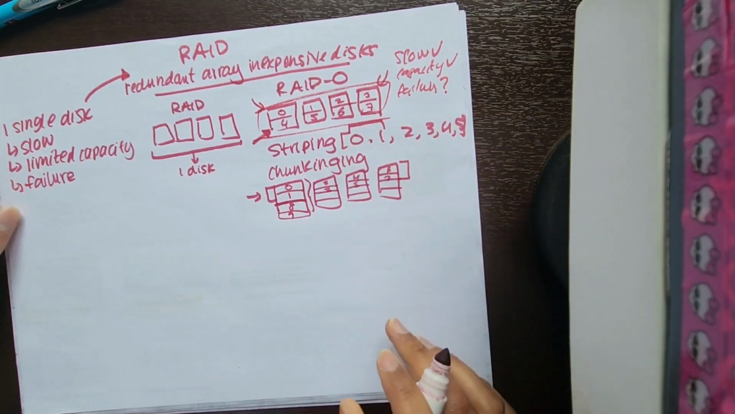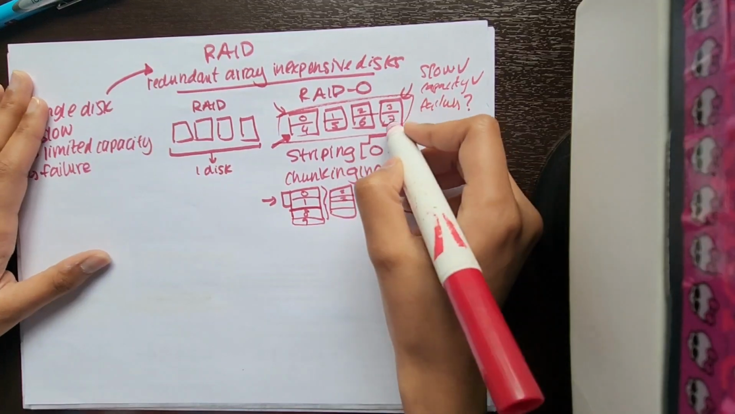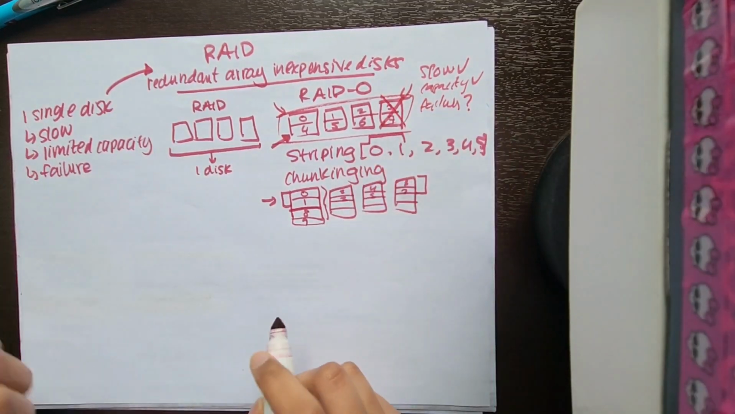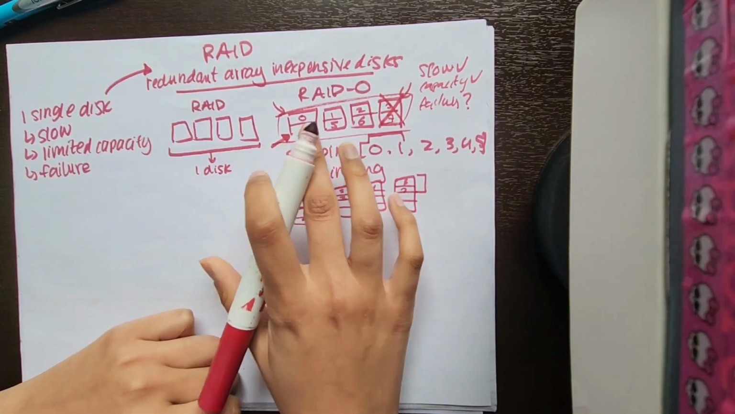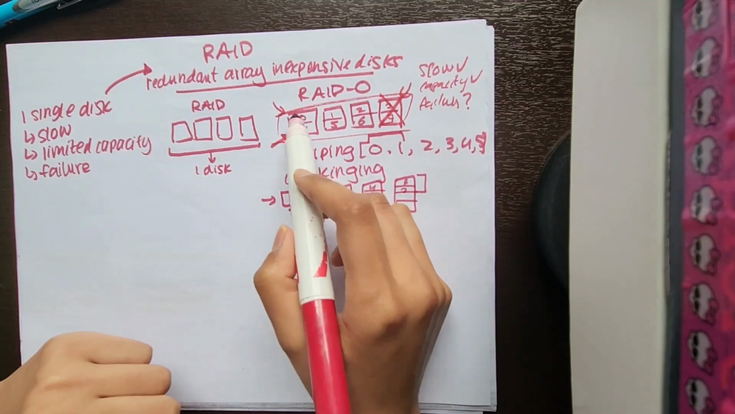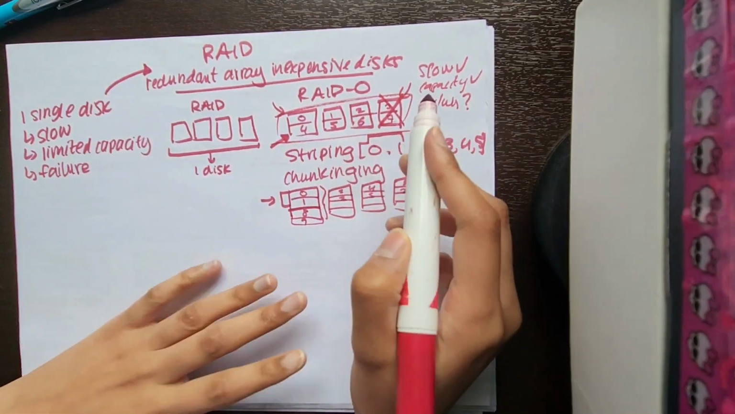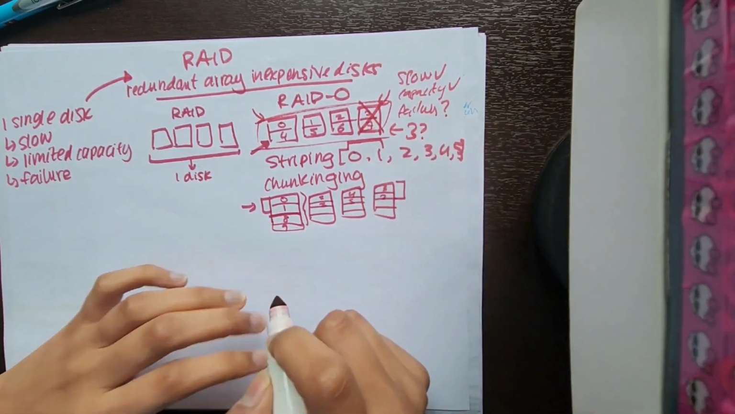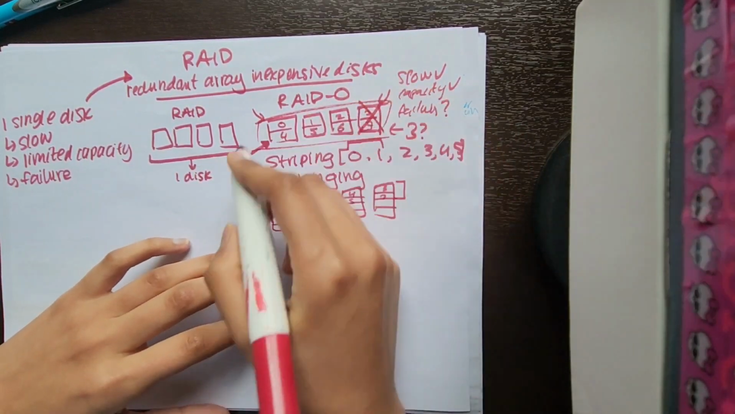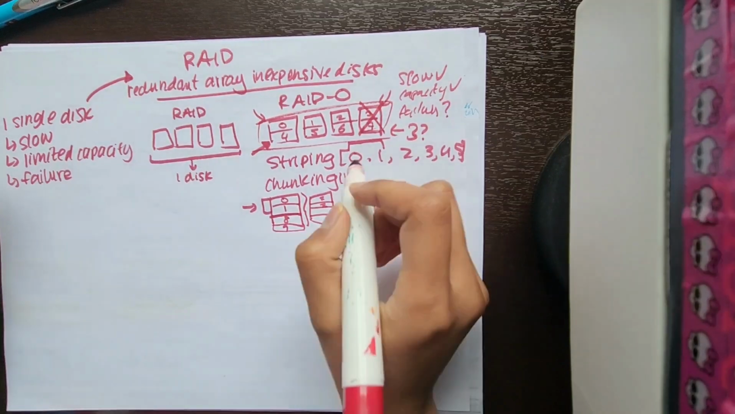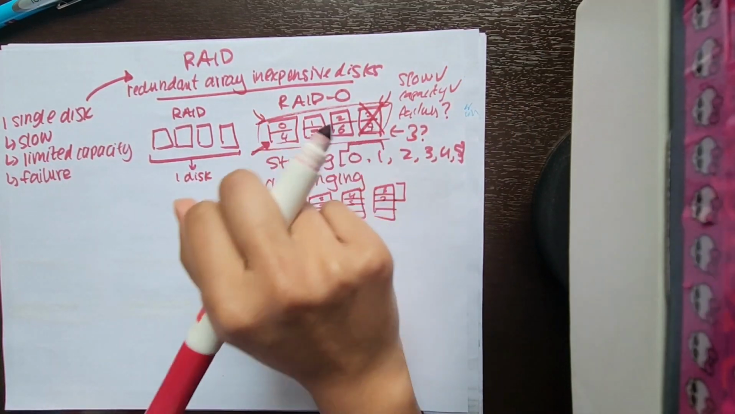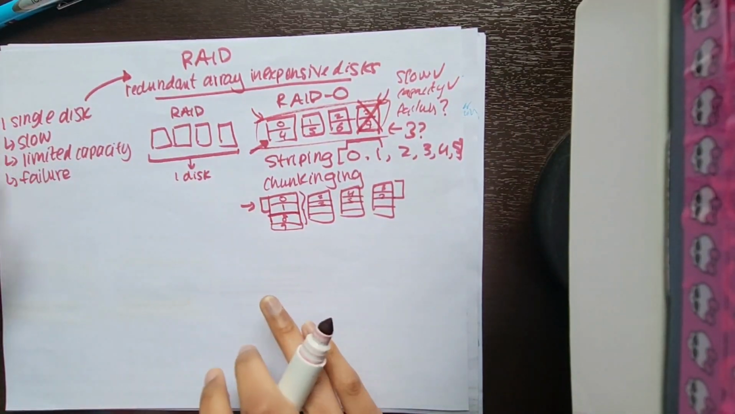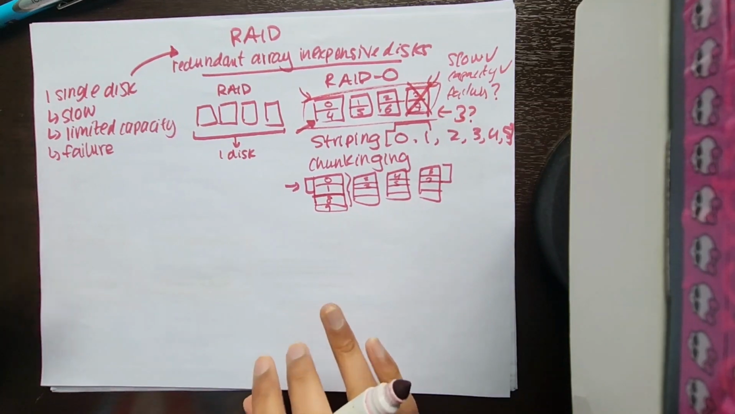What happens if, say, this disk were to go down? We have access to these 3 disks, right? We have values 0, 1, 2, 4, 5, 6, but what happens if you want to access 3? And that's the problem with RAID 0. It doesn't allow you to recover from failure because there's only one copy of all the data.